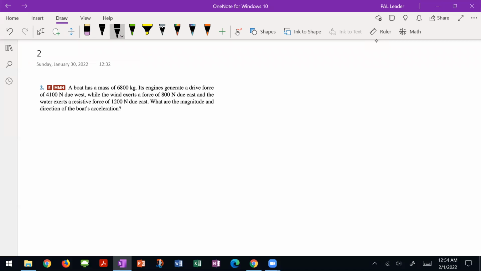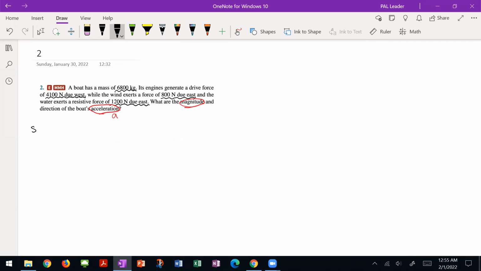A boat has a mass of 6,800 kilograms. Its engine generates a drive force of 4,100 newtons due west, while the wind exerts a force of 800 newtons due east, and the water exerts a resistive force of 1,200 newtons due east. What are the magnitude and direction of the boat's acceleration? We are asked to find a.